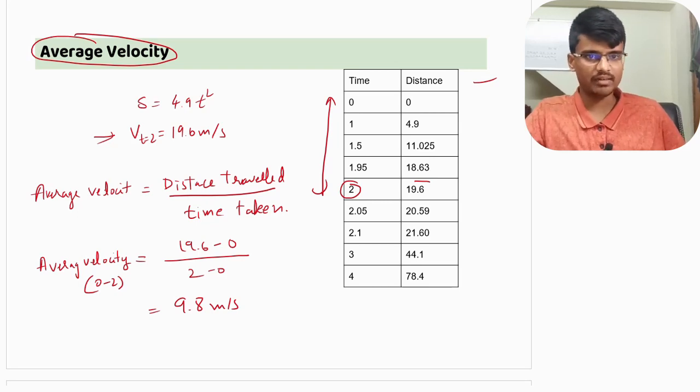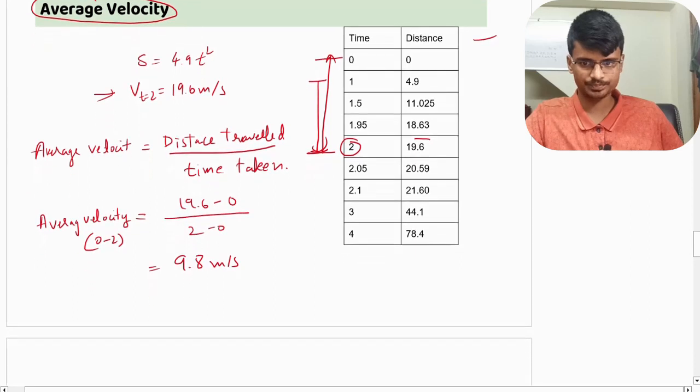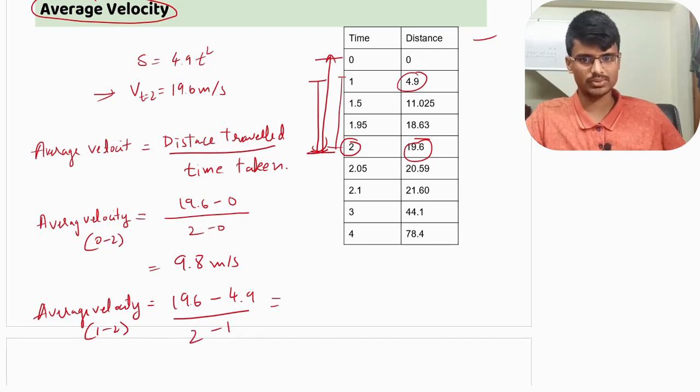Similarly, here I have taken the interval between 0 to 2. Now I'll take the interval between 1 to 2. Average velocity between 1 to 2. So the distances are 4.9 and 19.6, so I'll subtract 19.6 minus 4.9, and here the time is 2 minus 1. I don't want to go into the calculation. This will give us some number. So this is the average velocity.